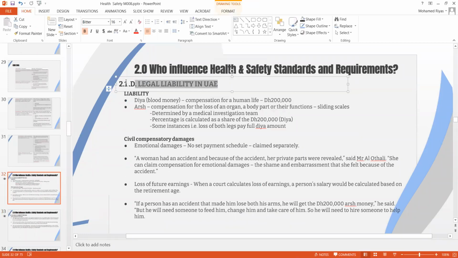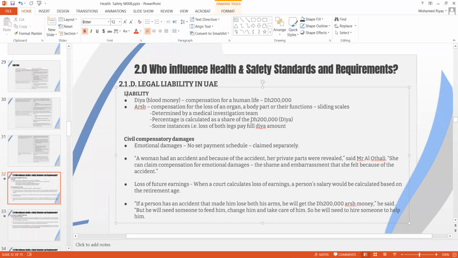Coming to the legal liability in UAE, all this time we have been discussing the health and safety requirements, standards, and possible risks. Now, eventually, if something goes wrong, what could possibly cost the contractor, the employer, or any party who caused the health and safety injuries or risk to the project? In UAE, liability is categorized under different headings. We have DIA, which we call blood money. If there is loss of life, 200,000 needs to be paid as blood money. Then you have ARSH, which is loss of body parts or organs, paid on a different scale depending on the case outcome.